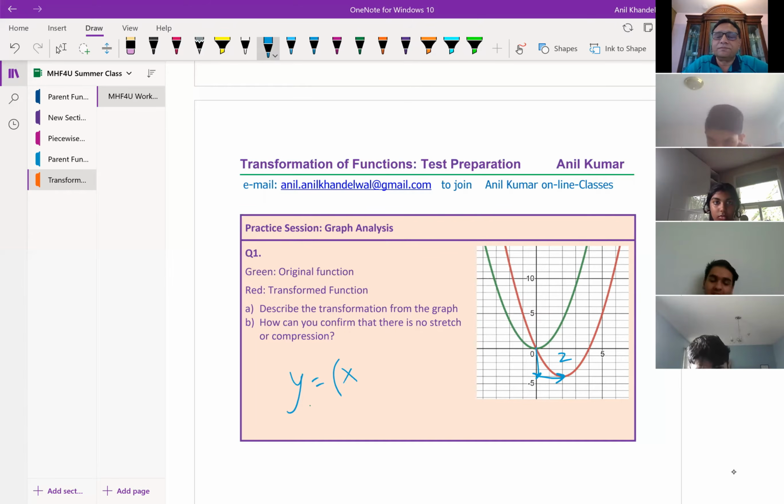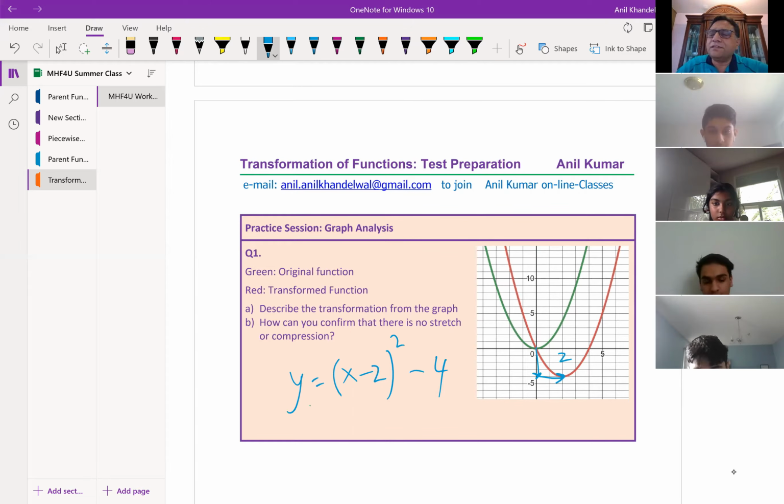Bracket open x. Wait, in the bracket, yes, it's going to be x minus 2, squared, and then plus minus 4. Correct. So that is how it is.